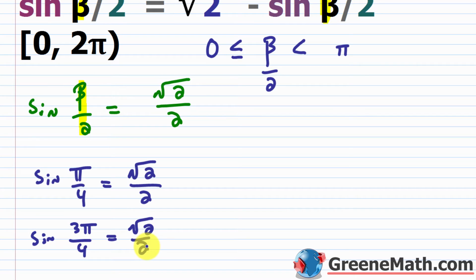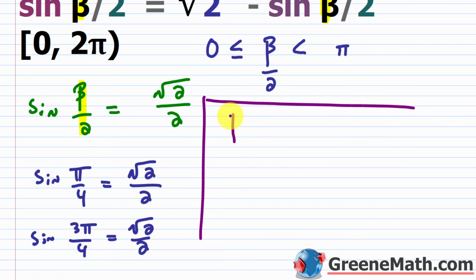Okay, so what I want to think about here, now that I have everything set up, remember, you can set these equal to each other because I know that the sine of pi over 4 is equal to the square root of 2 over 2. And I know that the sine of beta over 2 is equal to the square root of 2 over 2. So what I can do here is set up a little equation so that I can solve for beta, right? So let me do this over here.